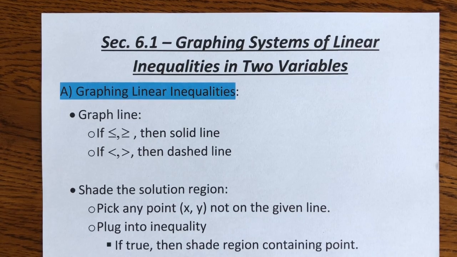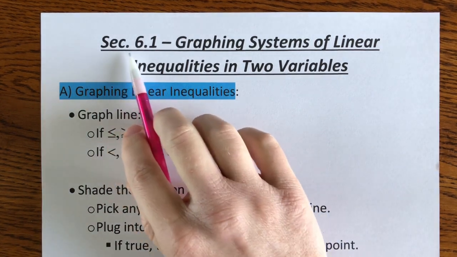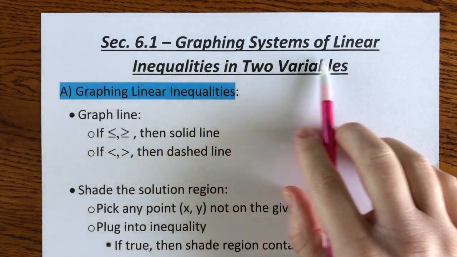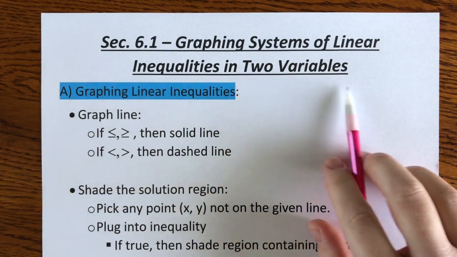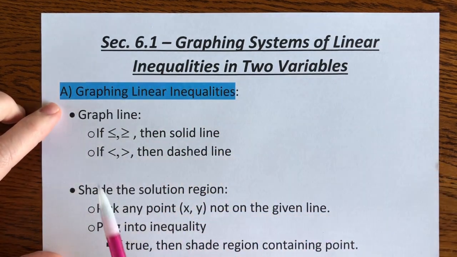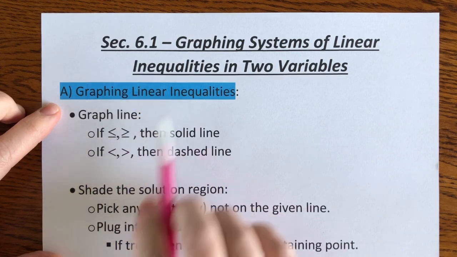Chapter 6, the final chapter that we will be looking at this semester. So let's go ahead and get started. Section 6.1, graphing systems of linear inequalities in two variables. So the first thing we are going to look at is graphing linear inequalities.